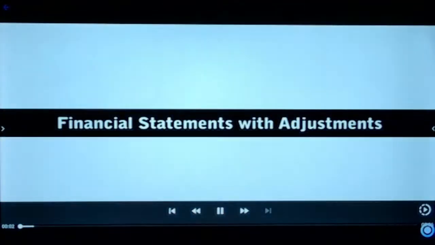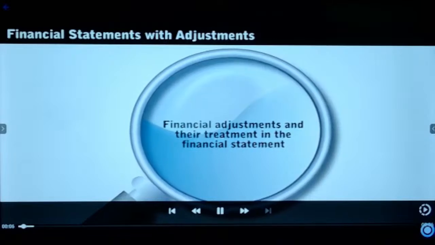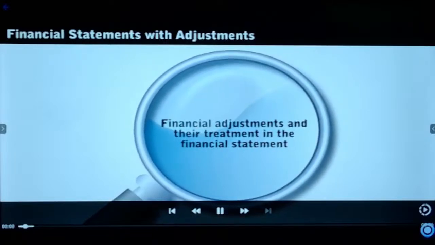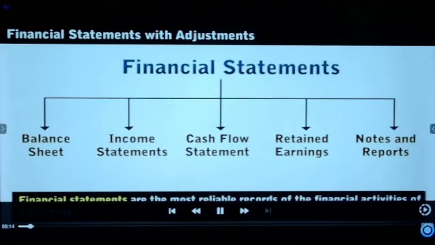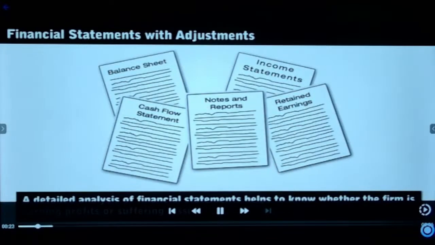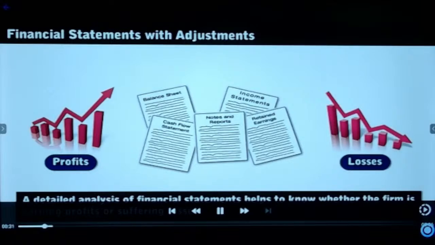In this module, you will learn about financial statements with adjustments, and their treatment in the financial statement. As we know, financial statements are the most reliable records of the financial activities of a business. A detailed analysis of financial statements helps to know whether the firm is earning profits or suffering losses.